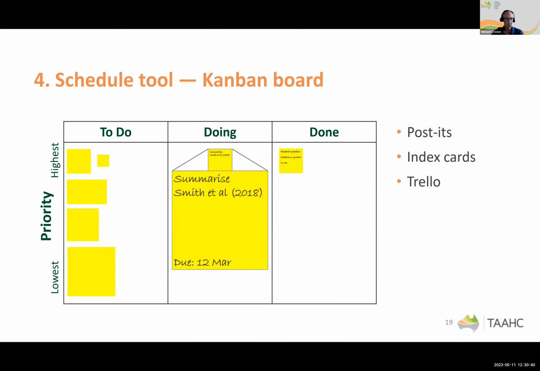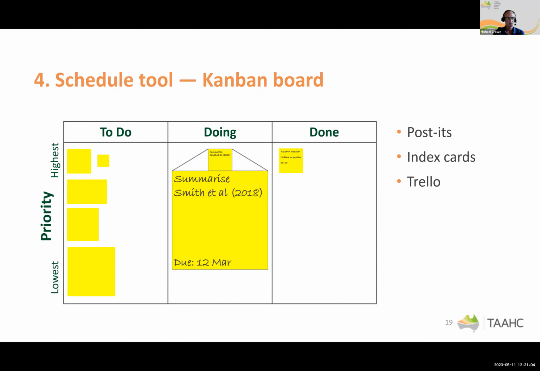A system that I use quite a bit is called a Kanban board. And you can do this quite simply with just a wall and post-it notes. So you can put post-it notes and write on them each task that you have, stick them to your wall, and maybe have a little heading called to do. And the priority of tasks goes from the top of the list to the bottom.